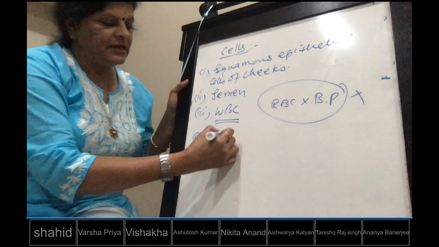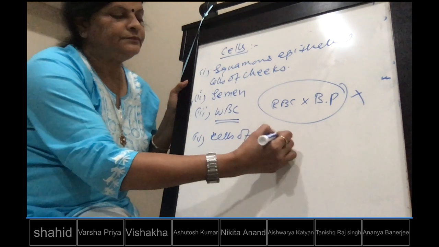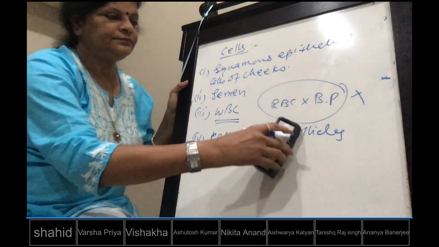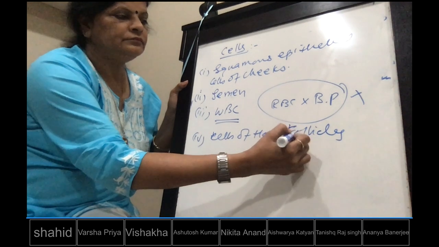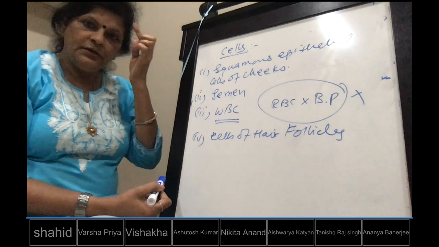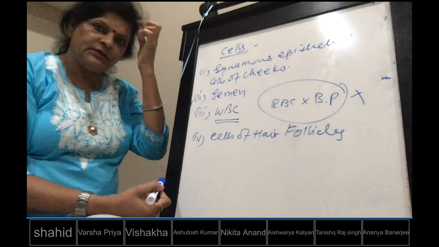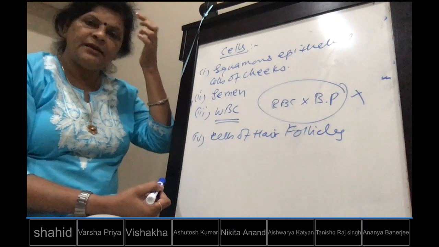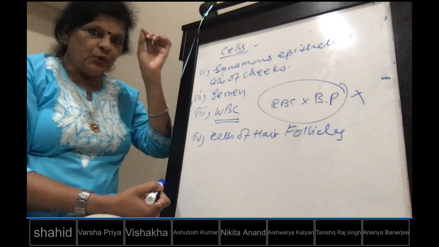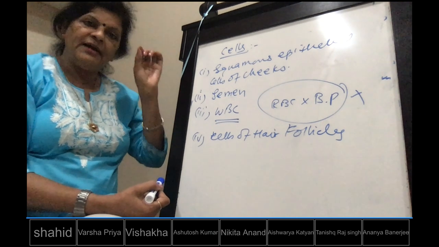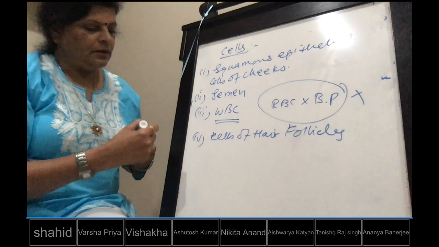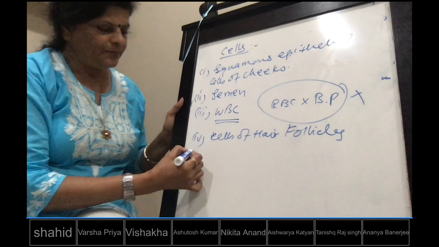hair follicle cells, cells of hair follicles. The hair is dead. This area here is the follicle, and the hair is attached to the follicle. So this is the part which, when you pull out a hair, the cells are there. That is the cells which are used, not the hair. This is dead, so it will not have a nucleus.